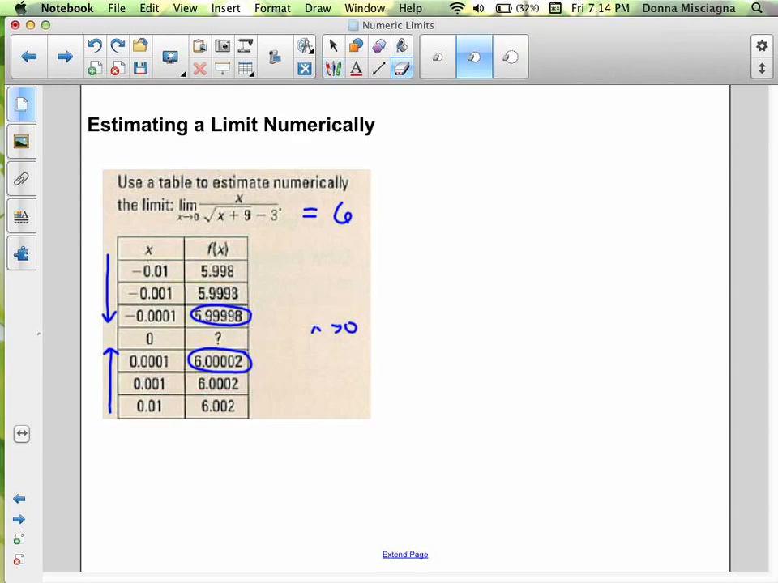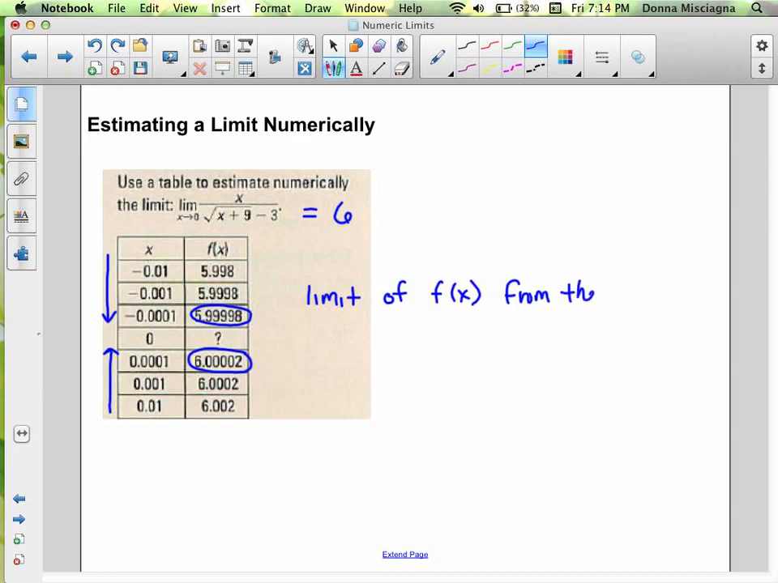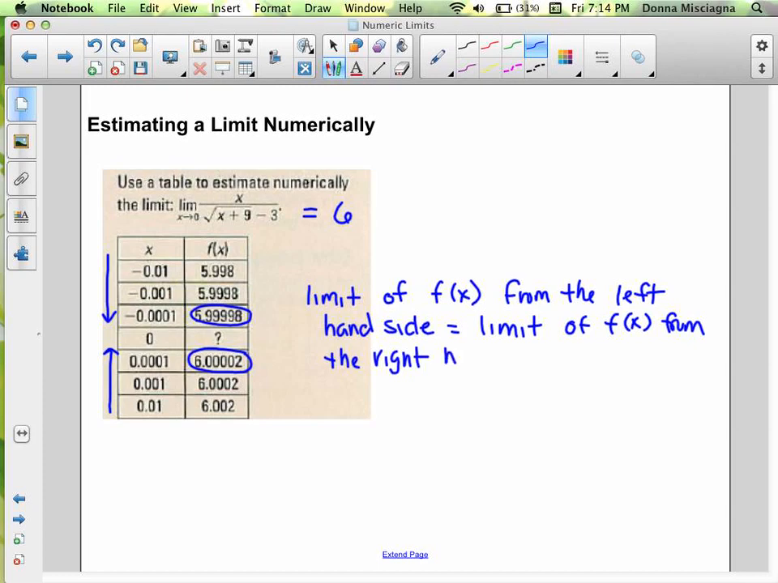Actually, I'm going to write it. I'll use words, and I'll explain the notation later. The limit of f of x from the left-hand side equals the limit of f of x from the right-hand side. So we're approaching the same value from the left-hand side and the right-hand side. Therefore, a limit exists, and that limit is going to be equal to 6 because that's the value our function is approaching as x approaches 0.